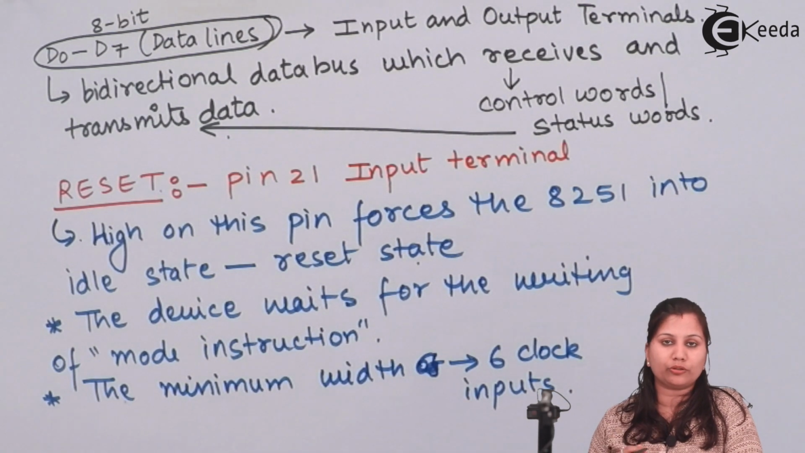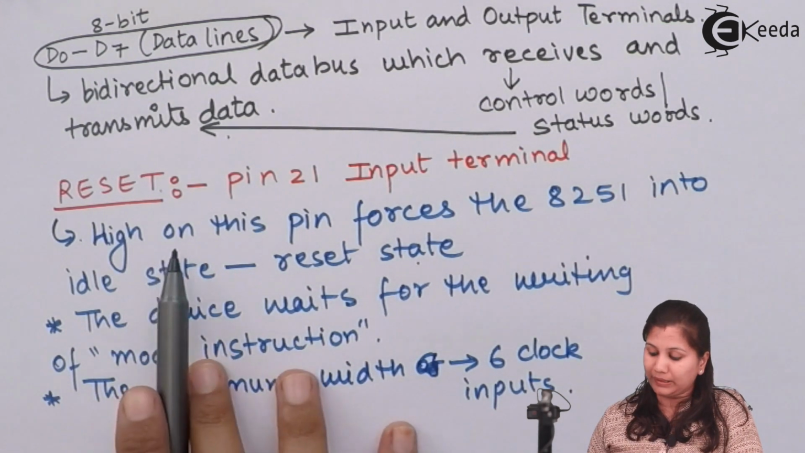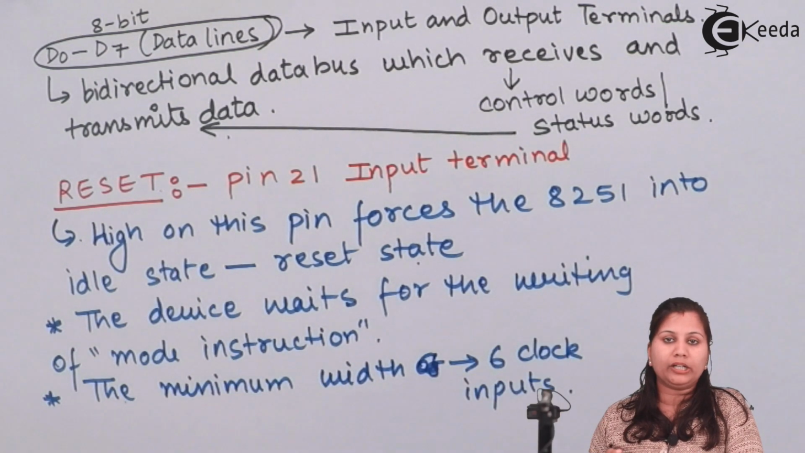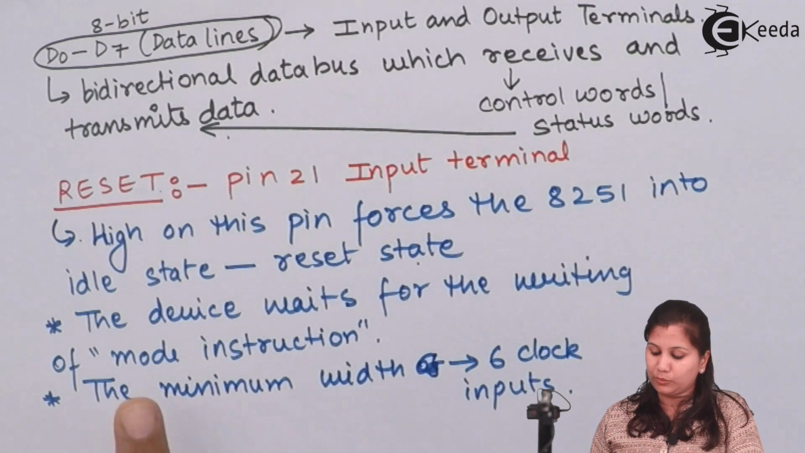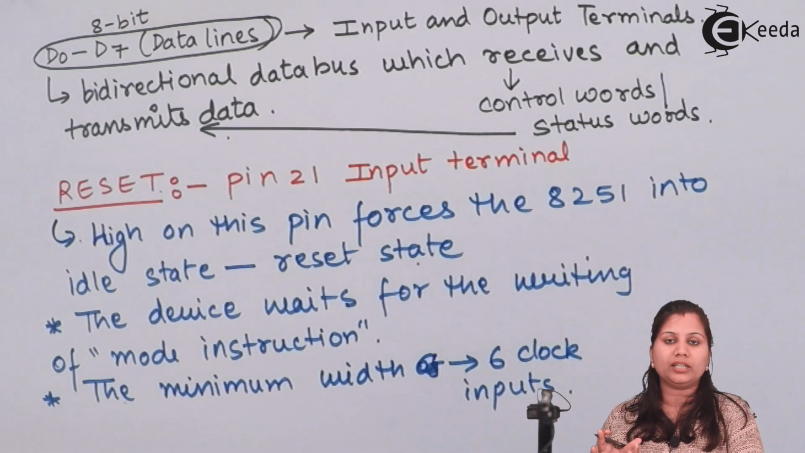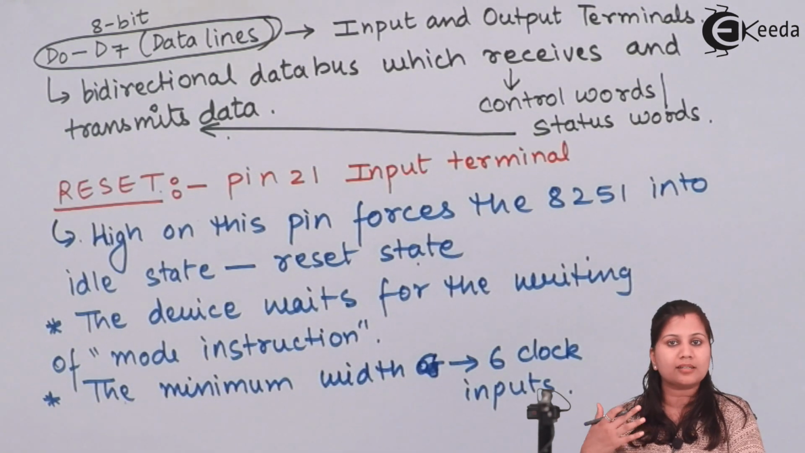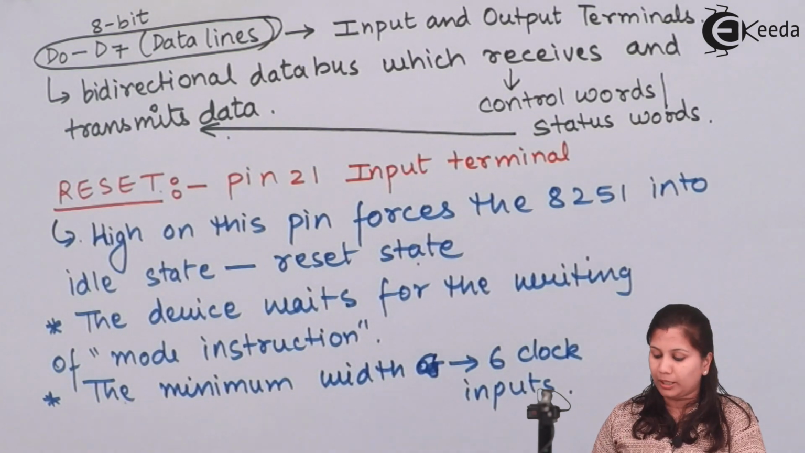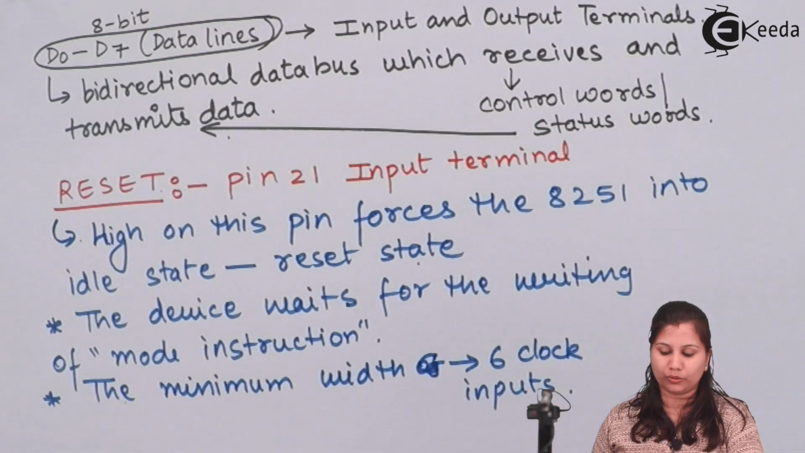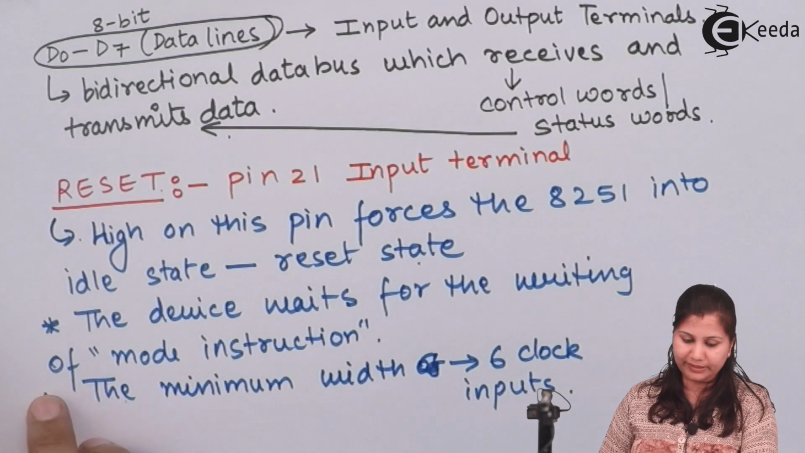There are different types of control words in the 8251. One of them is the mode instruction. So when the 8251 goes into the idle state or the reset state, to start its operation again it will wait for the writing of the mode instruction. When this mode instruction is sent to it by the CPU, then it will start its normal operation again. Now the minimum width of this reset signal is 6 clock inputs. So this was the reset pin.